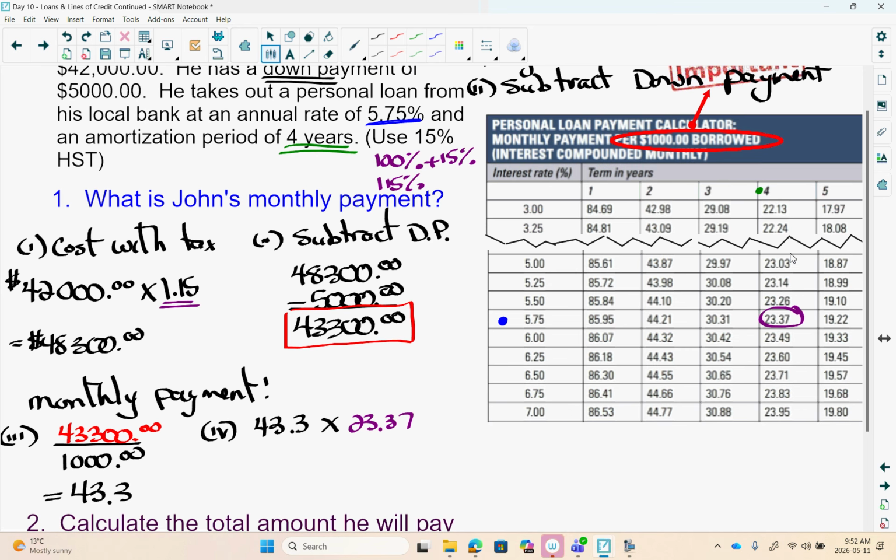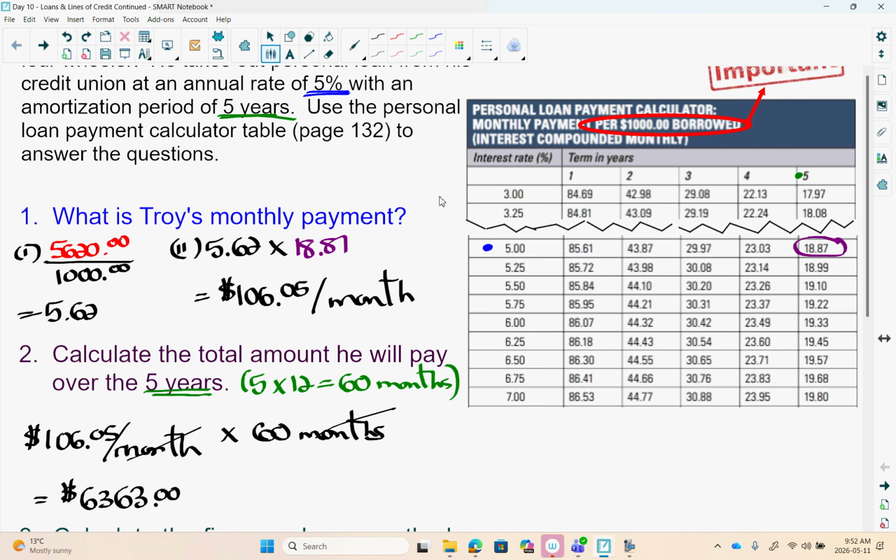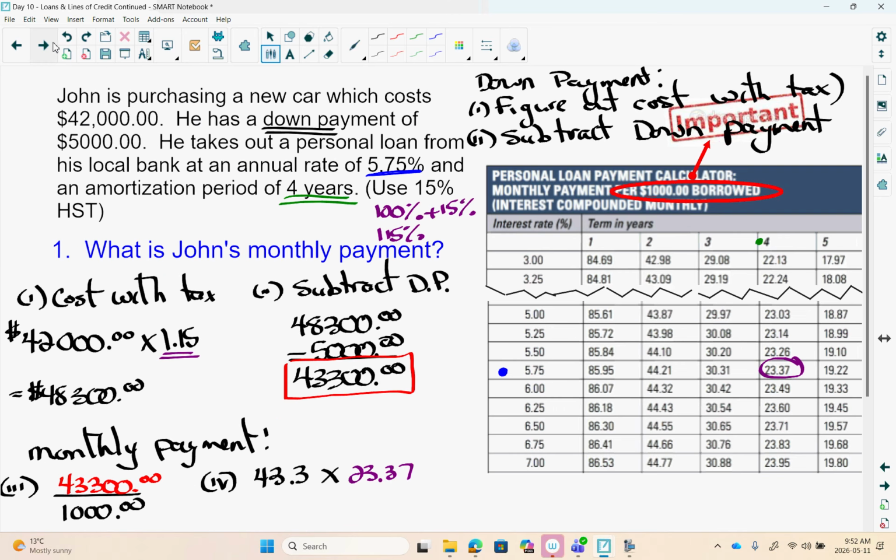In the previous example with Troy, I used 5% and 5 years. That's why I used the 18.87. So you take the amount they borrow, divide it by 1,000, and then you multiply it by the number from the chart. When there is a down payment involved, you have to do 2 things first. You figure out the cost with tax, then you subtract the down payment. Yes. Test is not tomorrow. No, we're going to do either Wednesday or Thursday. Cool?